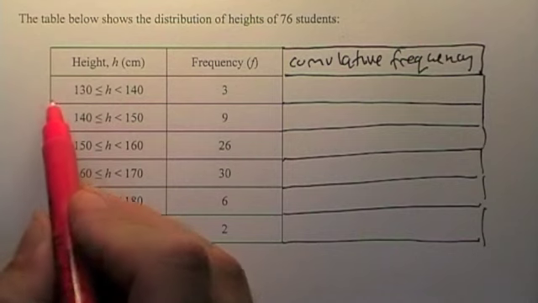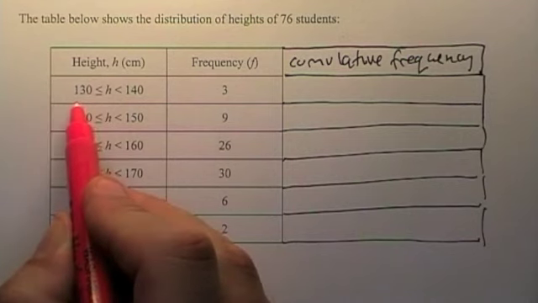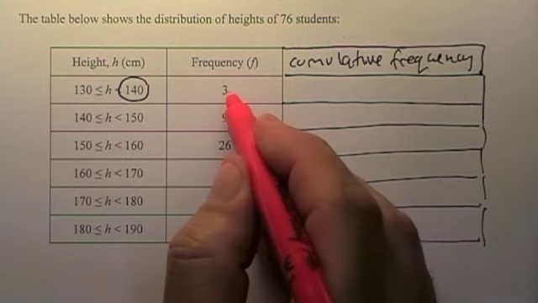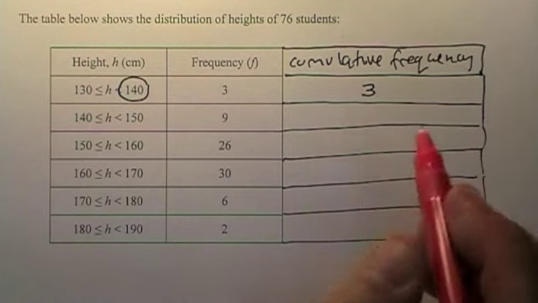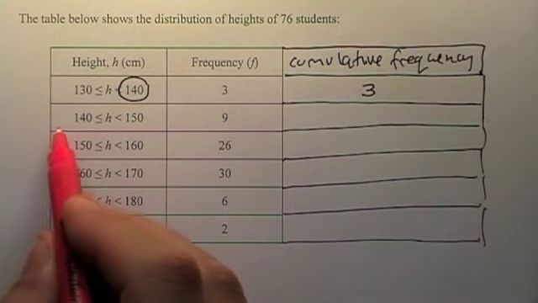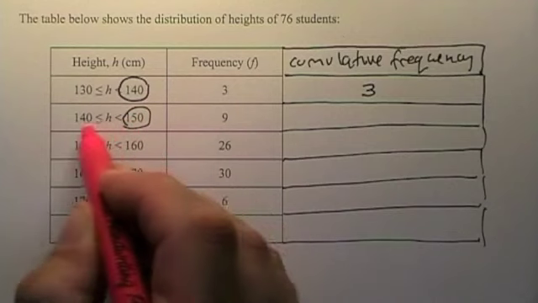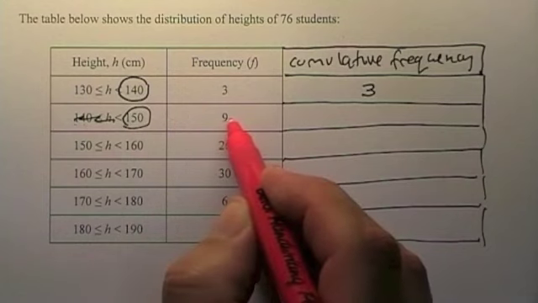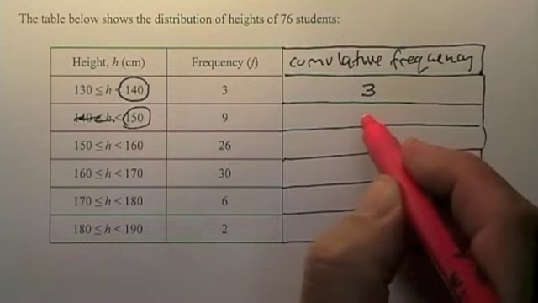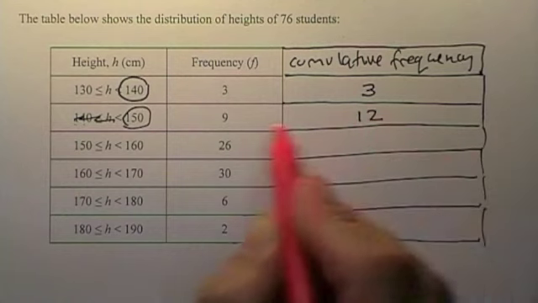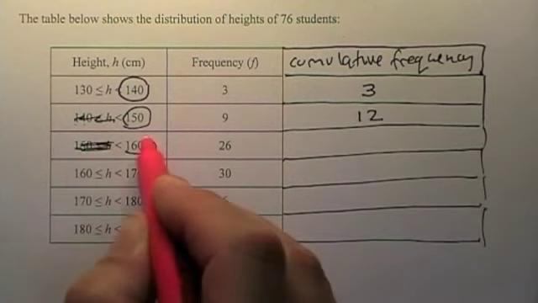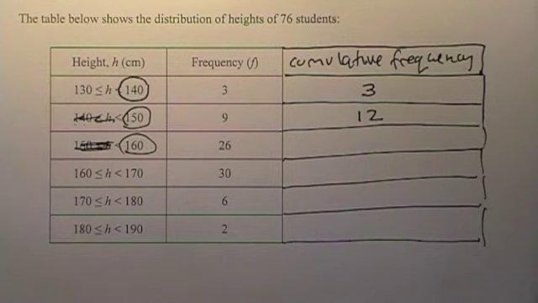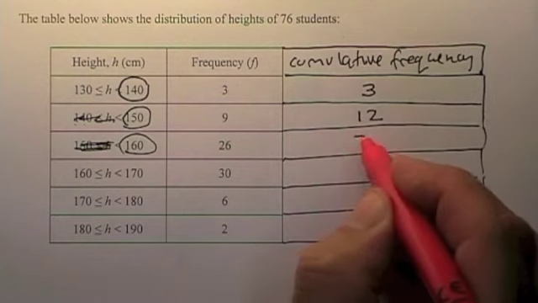So if I start at this first row, starting at 130 and up to 140, by the time I've reached the 140 I have 3, the total is 3. If I consider the next group, in this row, by the time I've got to 150 I've got another 9. That gives me a total of less than 150 is going to be 12. Then in the next row, which takes me up to 160, I've got another 26 students there. So that's a grand total of 12 and 26, which make 38.